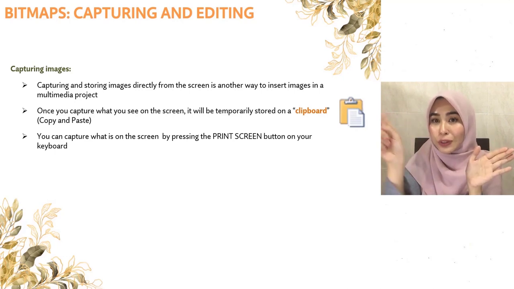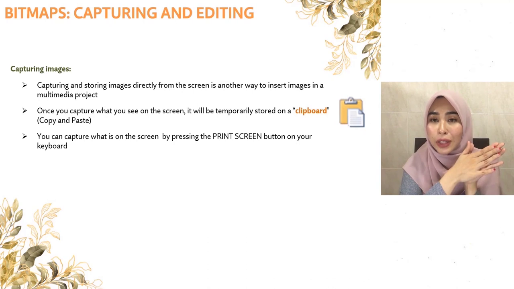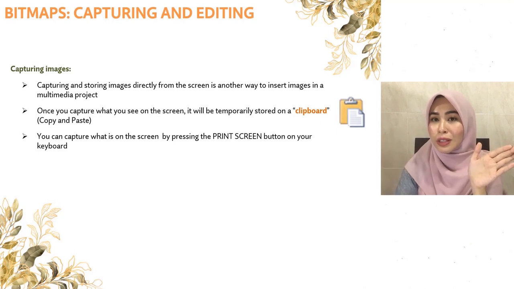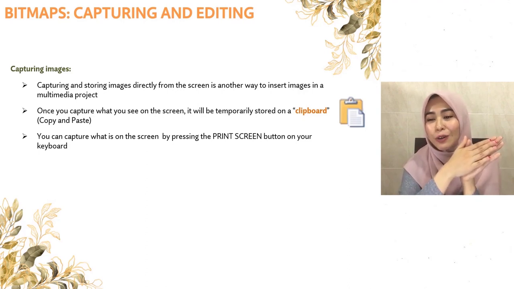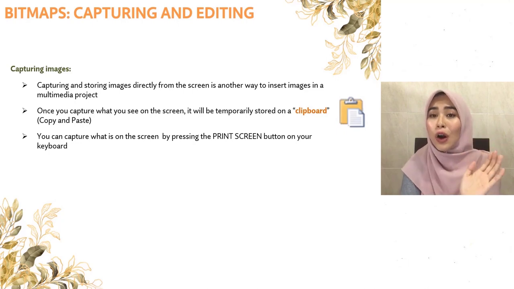You press Control C, which is copy, and it goes onto your clipboard. So now your clipboard has an image on it. Before it was empty; when you press Control C, it now has an image on the clipboard. Whenever you're ready to paste your image, you can just press Control V and paste it onto your project. So that's how a clipboard works.